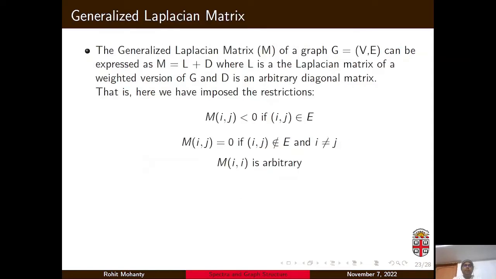Now we move on to another important matrix, which is the generalized Laplacian matrix. The generalized Laplacian matrix M of a graph G can be expressed as M equals L plus D, where L is the Laplacian matrix of the weighted version of G and D is an arbitrary diagonal matrix. Here we have imposed some restrictions, which are as follows. Mij is less than 0 if ij belongs to the set of edges E. Mij is equal to 0 if ij does not belong to E and i is not equal to j, and Mii is arbitrary.